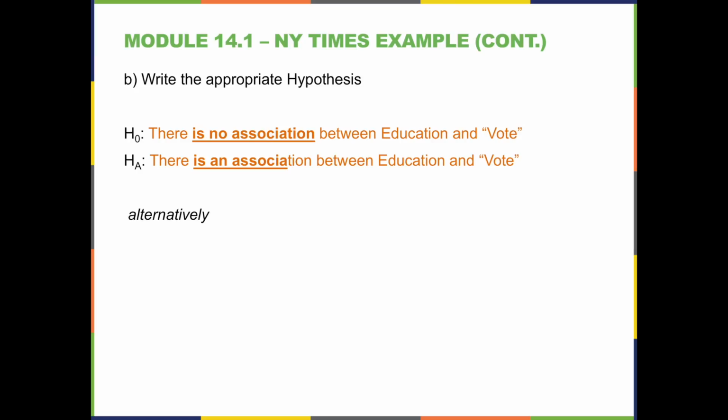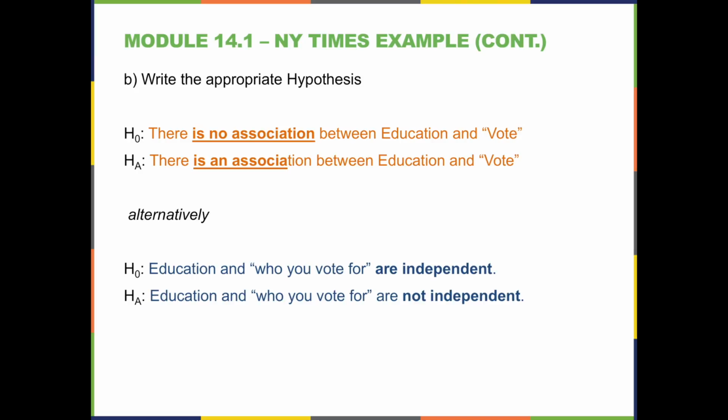Now, some books write this differently. Some books will write it as education and who you vote for are independent. Alternatively, their alternative hypothesis would be education and who you vote for are not independent.